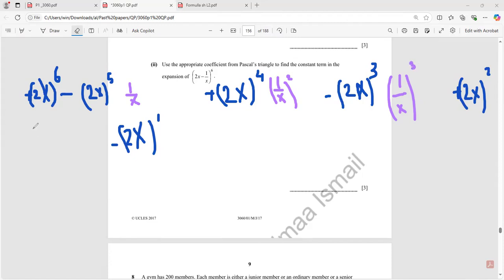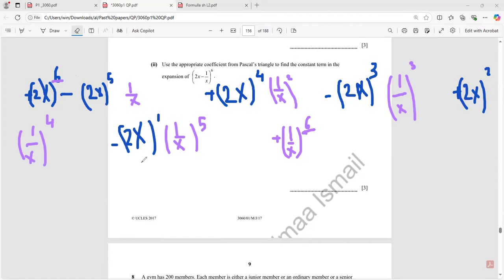1 over x to the power 4. We already wrote the sign. 1 over x to the power 5. And the last one will be the unique, like the first, plus 1 over x to the power 6. Remember, the first one is to the power 6 and the last one is to the power 6. Okay, let's see.